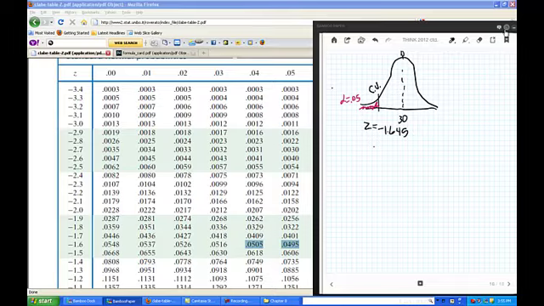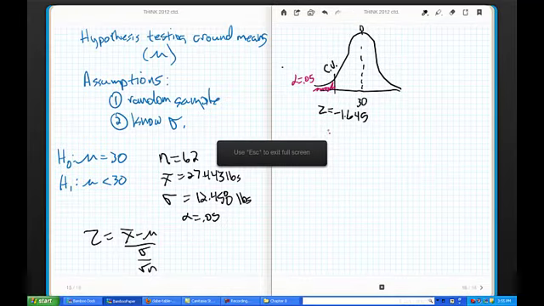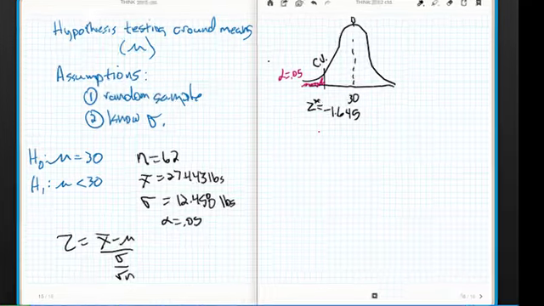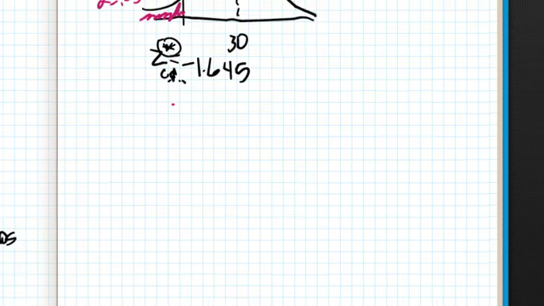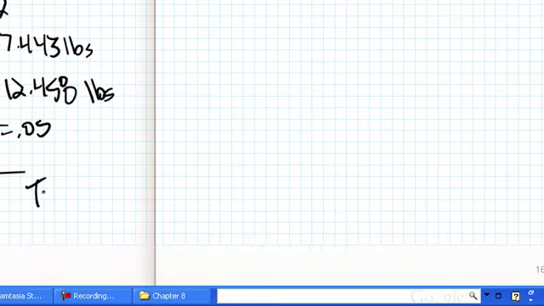Now, here's the easy part. This is my critical value. Sometimes you'll see this as a Z star or a Z sub CV. I'll typically write it as a Z star, and it just makes it easy. This right here is going to be our test statistic that we're going to compare.